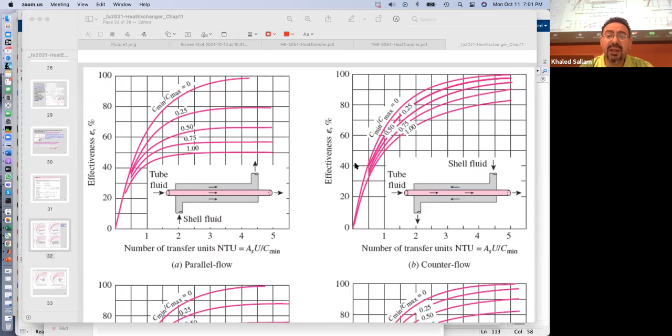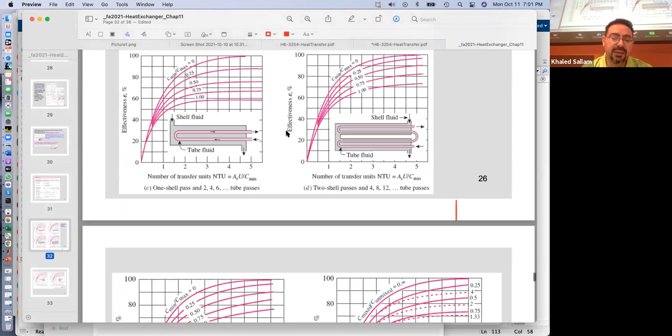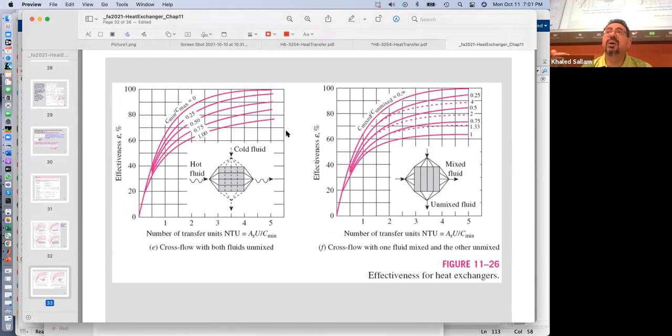So now for the rest of those, again, we come with the x-axis, read our C min over C max for regular fluids, hot fluid cooling and cold fluid heating. We get the ratio and we read the effectiveness. And that book from MIT that I put the link for has an amazing number of solved problems on heat exchangers. You can solve as many as you want to get ready for the midterm.